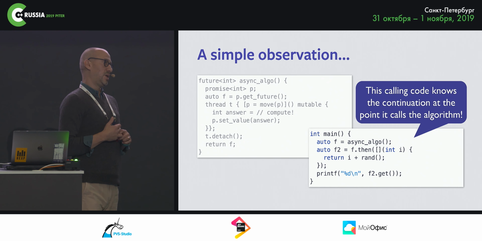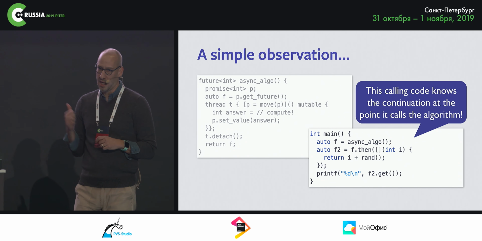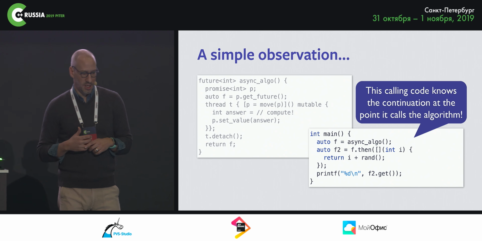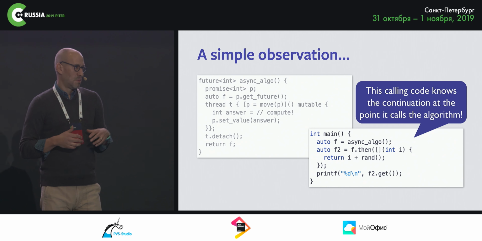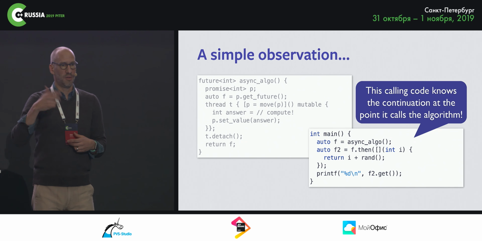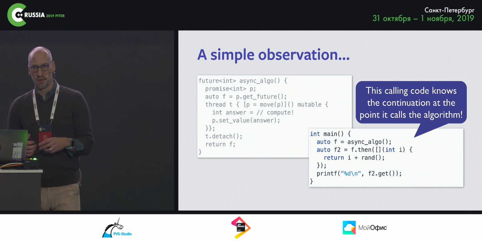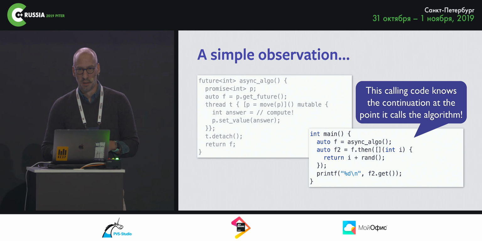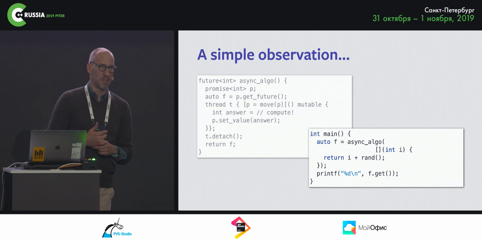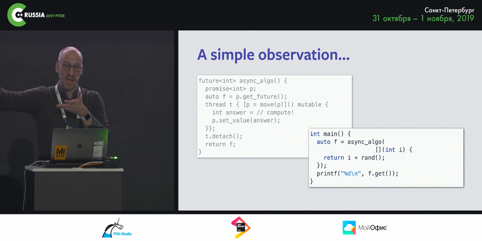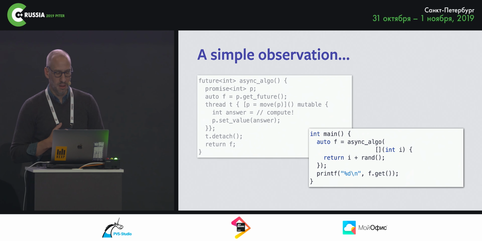So what can we do about this? Let's make a simple observation. This calling code in main, it knows what the continuation is even before it calls this asynchronous algorithm. By setting the continuation after that task is running in another thread, you are creating the conditions for a race. It's totally unnecessary. You could pass the continuation into the asynchronous algorithm. So attach the continuation and then schedule your work. All right, no race condition, that's great.